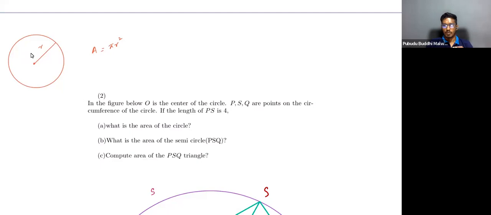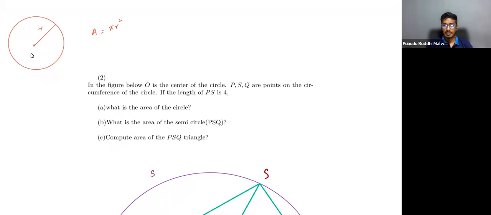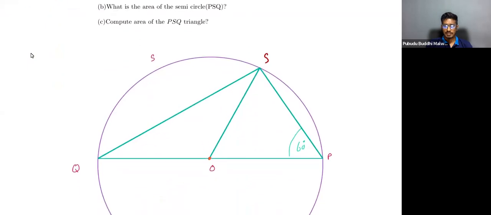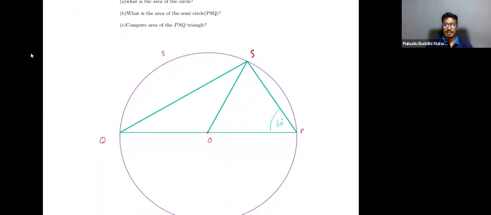So to use that formula for this problem, clearly we need the radius of this circle. That's the distance from center to the circumference. This distance, this one, like that. We need those distances, basically the same length, radius, right? And OP, OS, OQ, those lengths are also equal. Those are basically the radius.